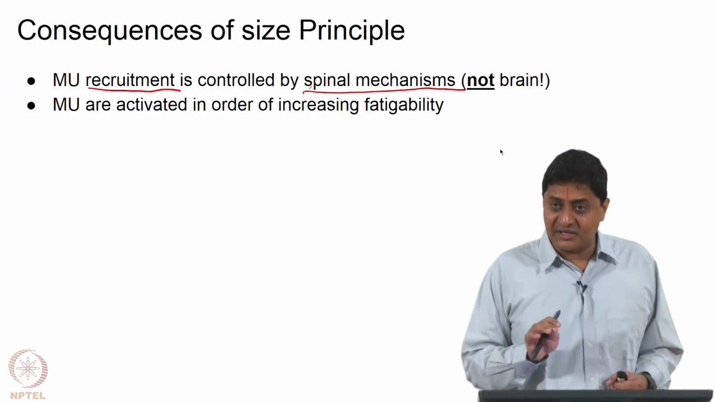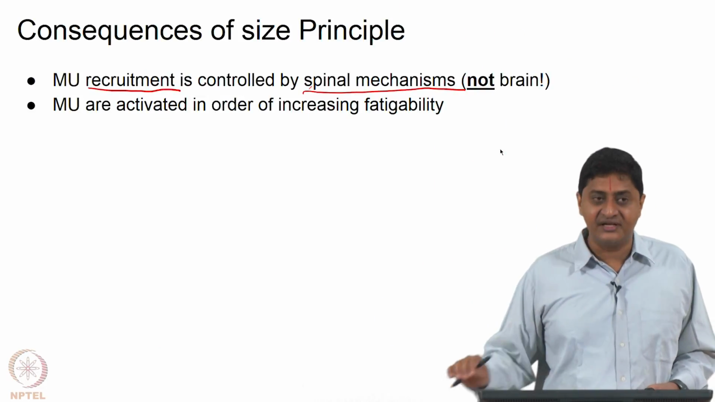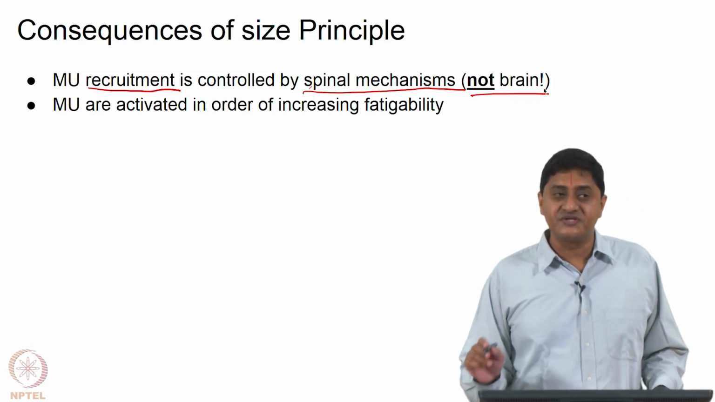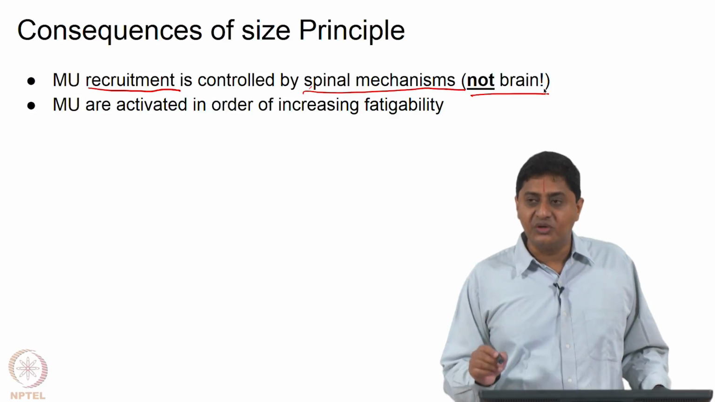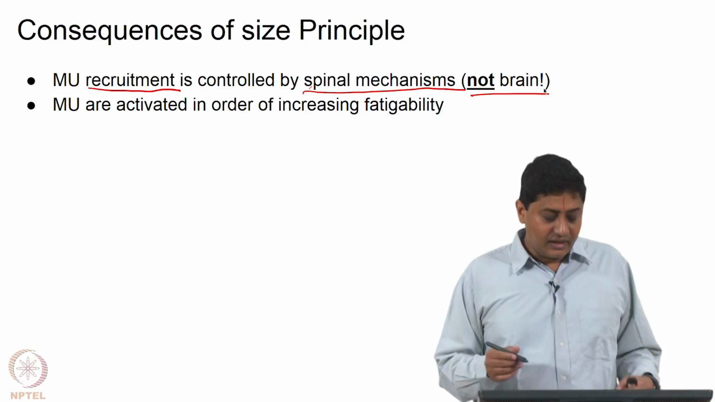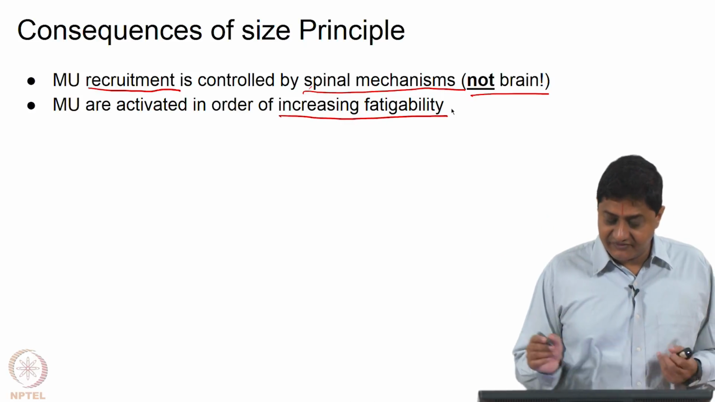Something else is not discussed yet, and toward the end of the class I will talk about that. Importantly, the brain does not participate in choosing which particular motor unit is to be recruited. And also motor units are activated in the order of increasing fatigability.